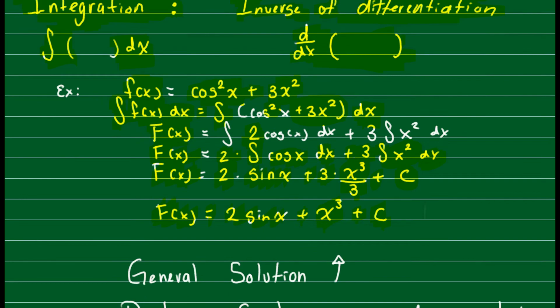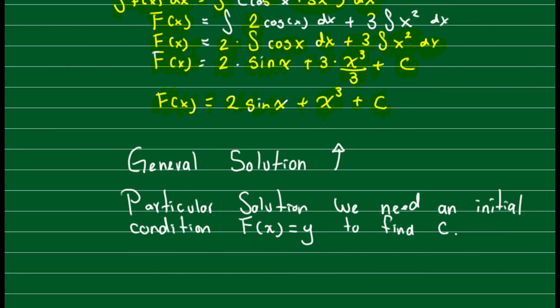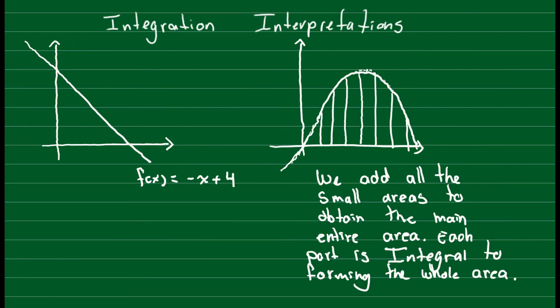And remember that this final formula is what we call the general solution, right? We do have this capital F of x equals this function with a constant here. We do not know what the value of the constant is. If we want to know what the value of the constant is, then we are required to be given an initial condition, all right? And then we can find the particular solution, and the particular solution will be given using this value of C.